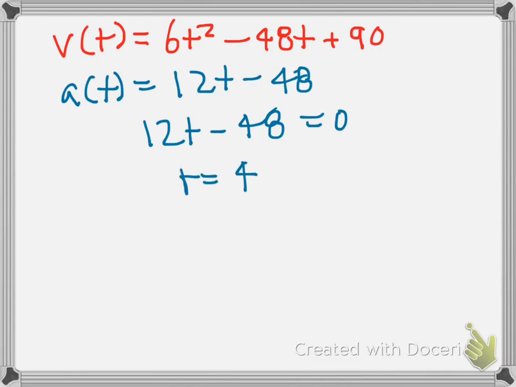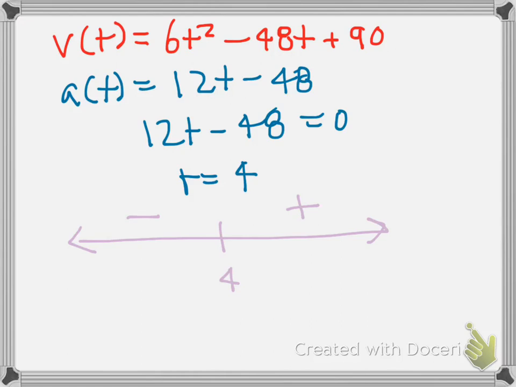Okay, so now we're going to graph the acceleration on the sign chart. If we have 4, and we plug in a number like 100, we know it's going to be positive, but if we plug in something that's less than 4, like 0, it's going to be negative.